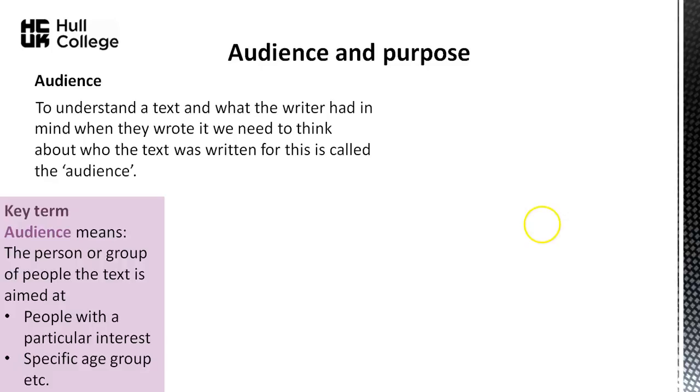Audience. To understand a text and what the writer had in mind when they wrote it, we need to think about who the text was written for. This is called the audience. So the key term audience means the person or group of people the text is aimed at. People with a particular interest or perhaps a specific age group, for example.